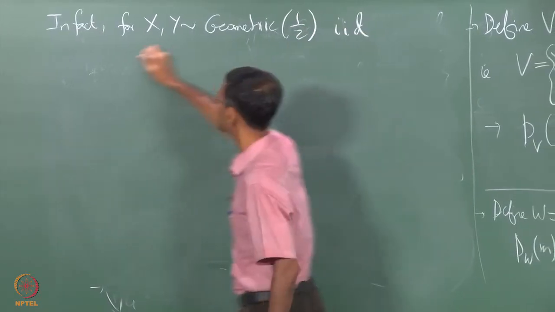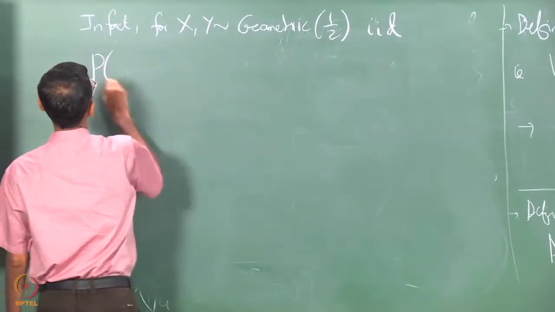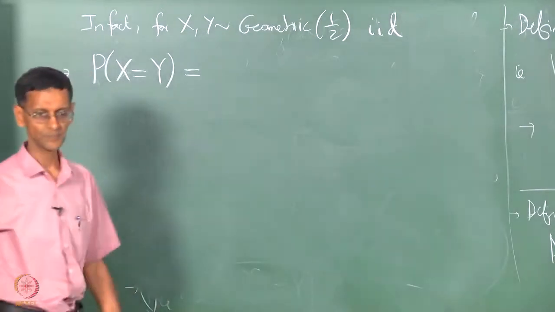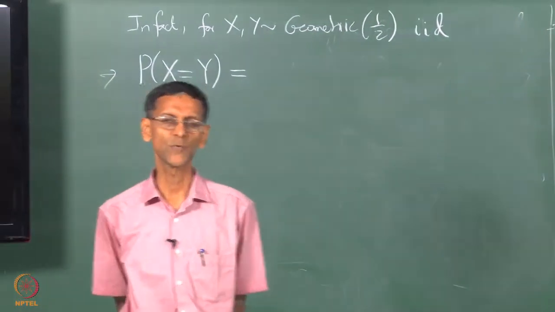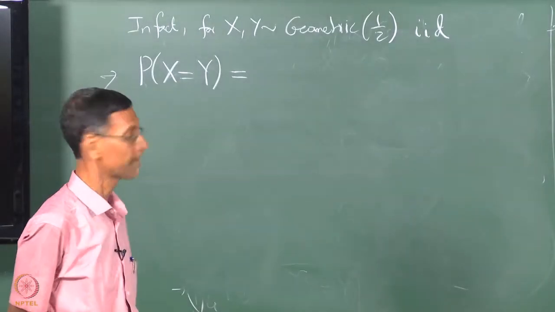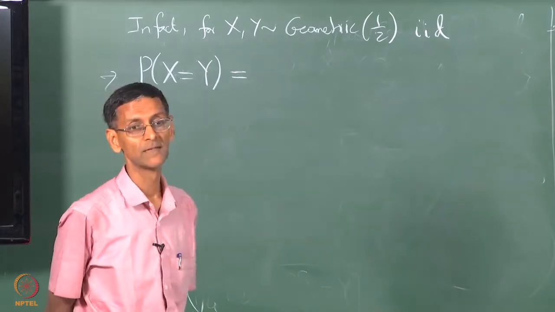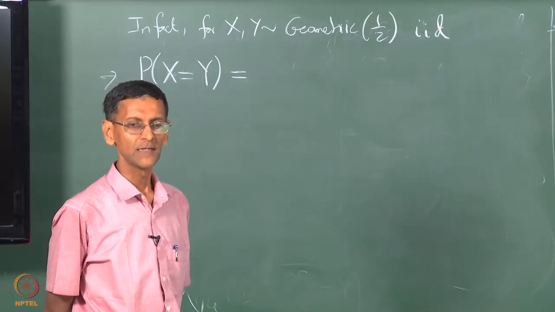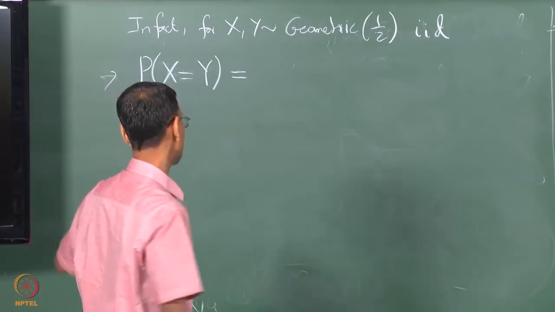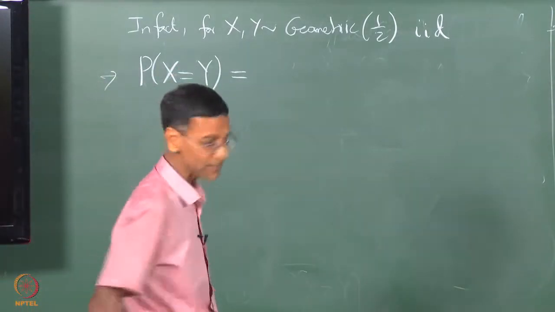This geometric half IID has some very interesting probabilities. So what is the probability that x equal to y? If somebody asks you this question, what would you say? How do you write this out? This is x equals y. We are only looking at an event here. You can write an indicator random variable for this, but that does not help you find the probability. So you have to actually find it.